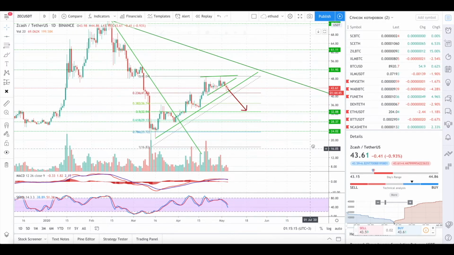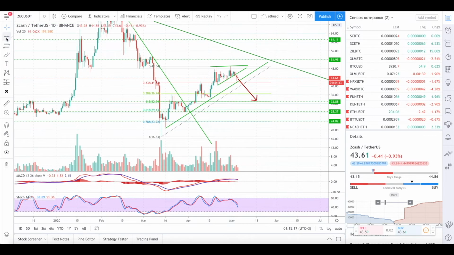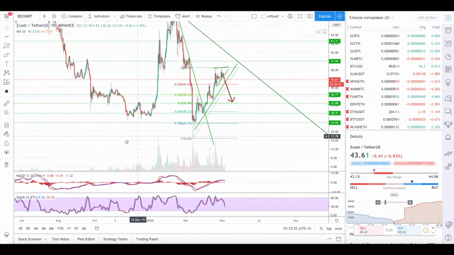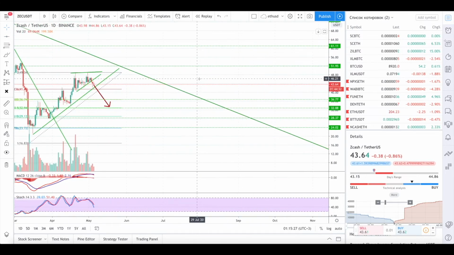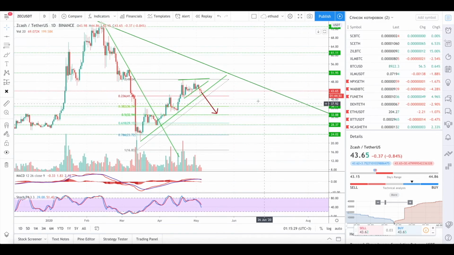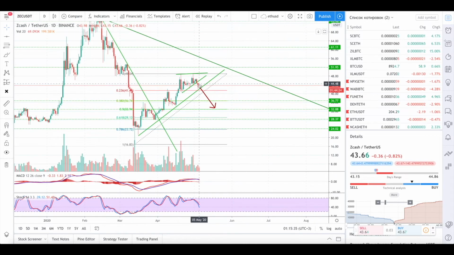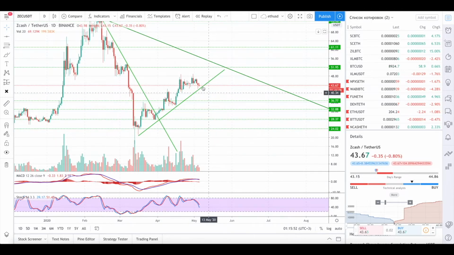These are the main lower levels to buy Zcash. This is the current situation for Zcash. I repeat once again, if the price breaks its trend line, then the levels for purchase are $36 and $32. If the price goes up, the immediate goal is the level of $52.